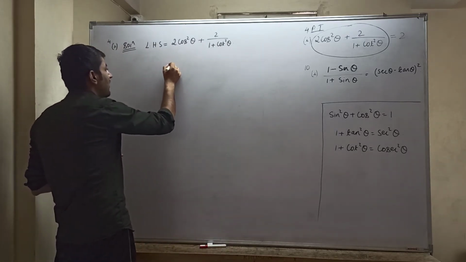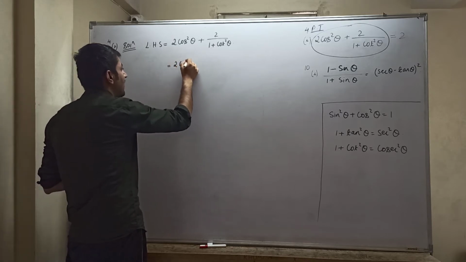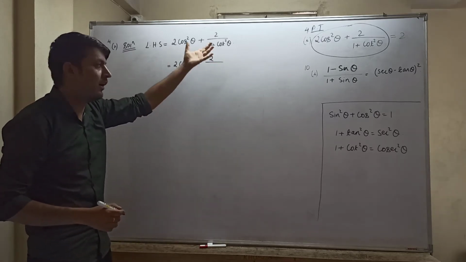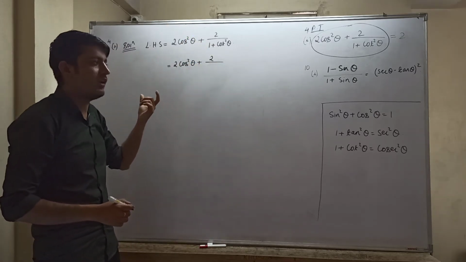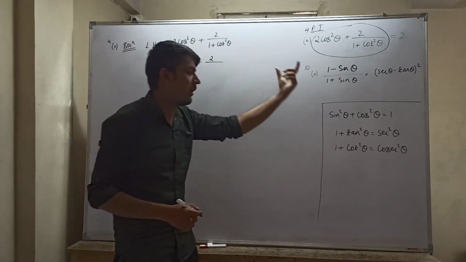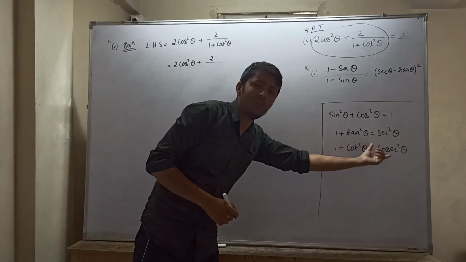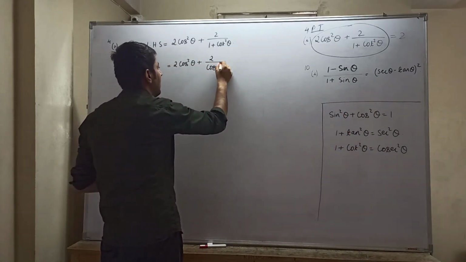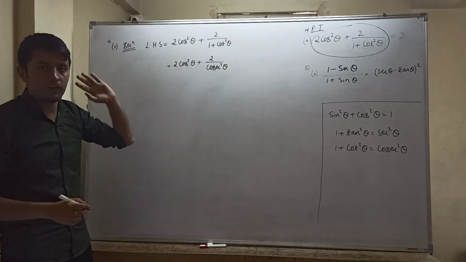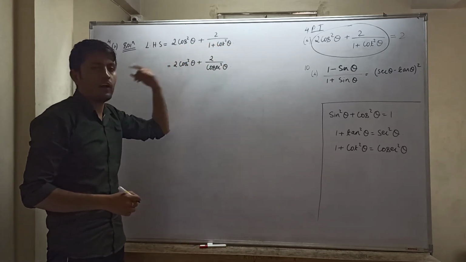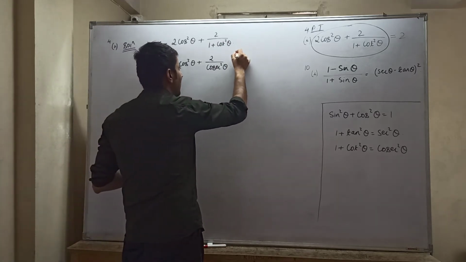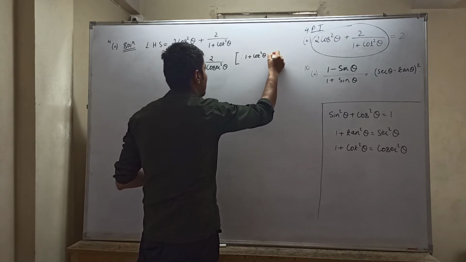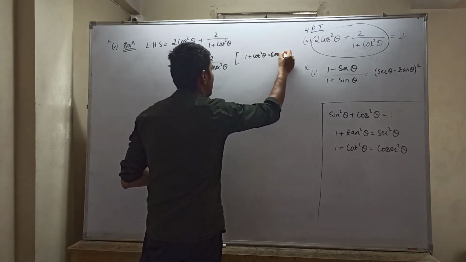In the next line, 2 cos square theta plus 2 by, now 1 plus cot square theta. Whenever you see this 1 plus cot square theta, it is your identity relation. So what is the value of 1 plus cot square theta? It is cosec square theta. So you write it down, cosec square theta here. So you got 2 by cosec square theta, because 1 plus cot square theta is cosec square theta. You can give the reason if you want: since 1 plus cot square theta is equal to cosec square theta.